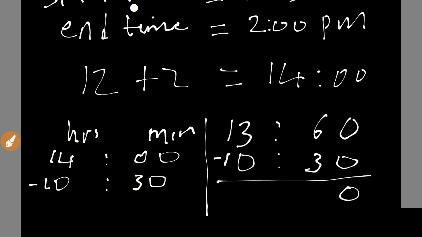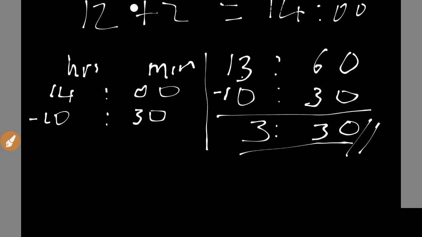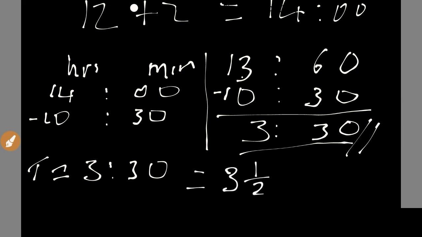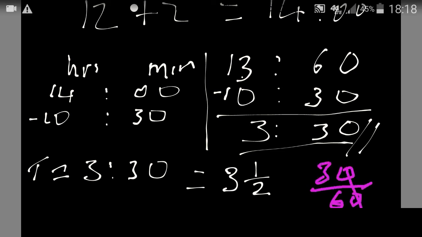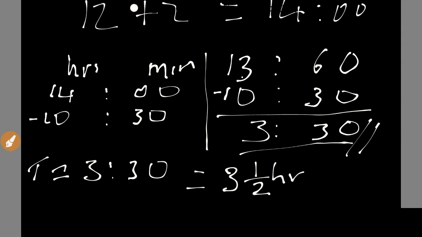So 0 minus 0, 0. 6 take away 3 is 3. 3 minus 0, and that is 3. And 1 minus 1, and that is 0. So the time is this, 3 hours 30 minutes. So we write the time is equal to 3 hours 30 minutes, which is equal to 3.5 hours. If you change 30 minutes to hour, divide by 60, so you're going to have 3 here is 1 times, and then 3 here is 2 times, and that is why we have this half, 3.5 hours. So that is the time.